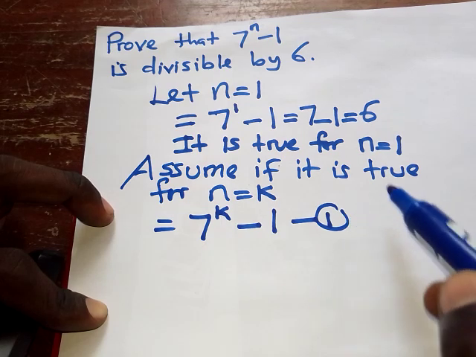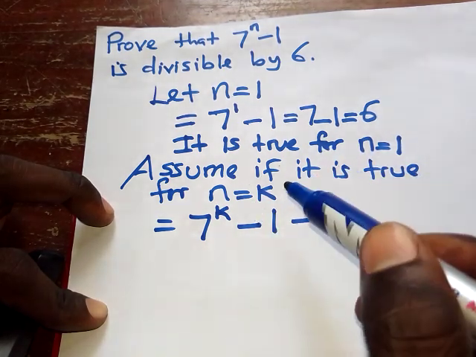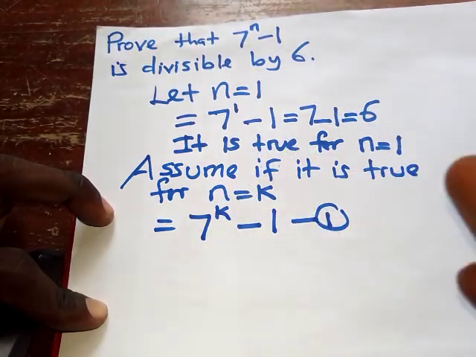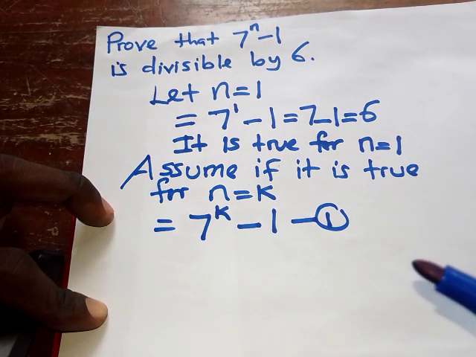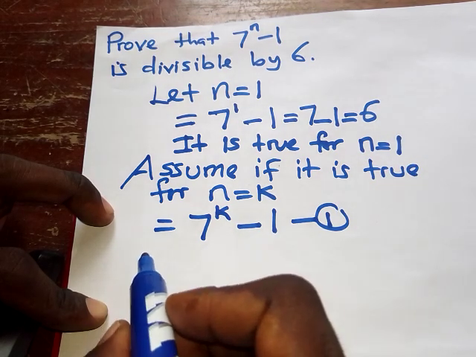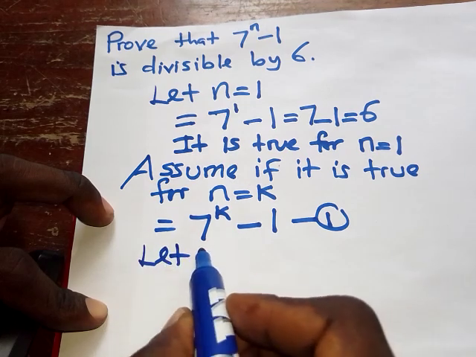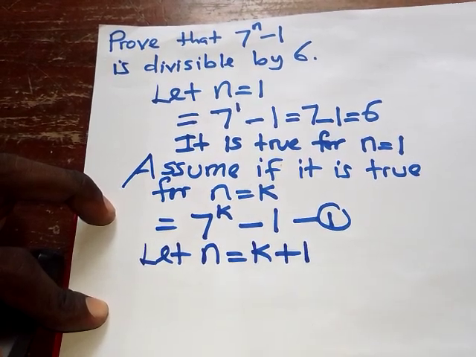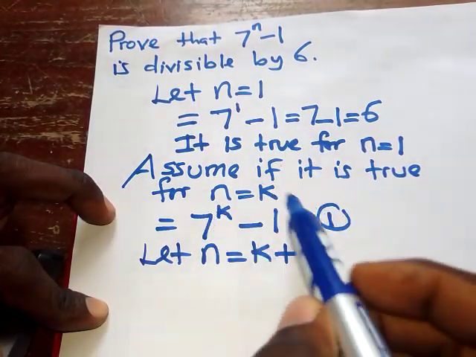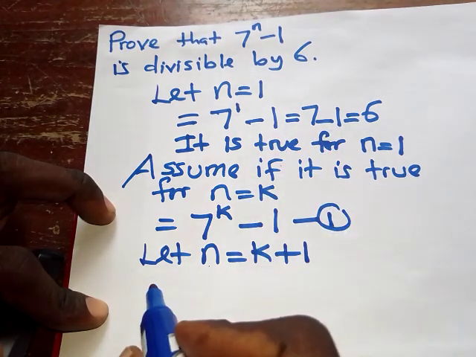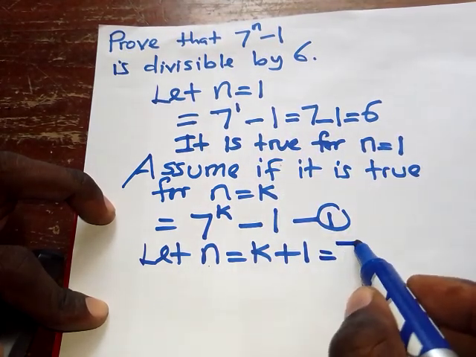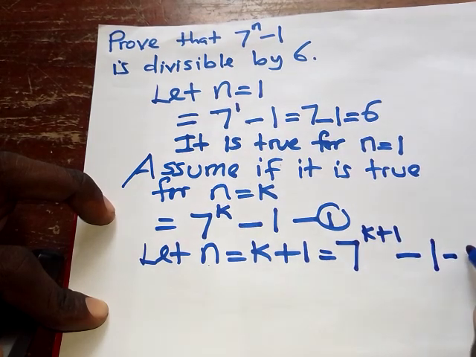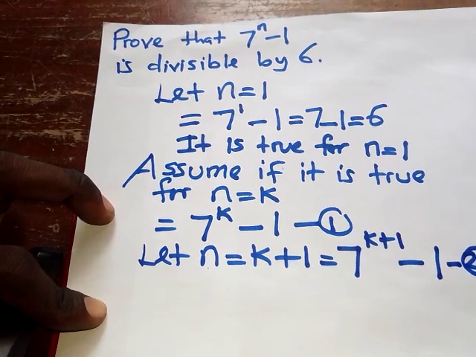Okay? Then if it is true for n equal to k, meaning that we can also use this same assumption to prove that it can be true for n equal to k plus 1. So now what we are doing here, we must let n be equal to k plus 1. We are doing the same thing. Where there is n, we are replacing with a k plus 1. So now this will just be equal to 7 raised to power k plus 1 minus 1. We can call this one our equation 2, like that.